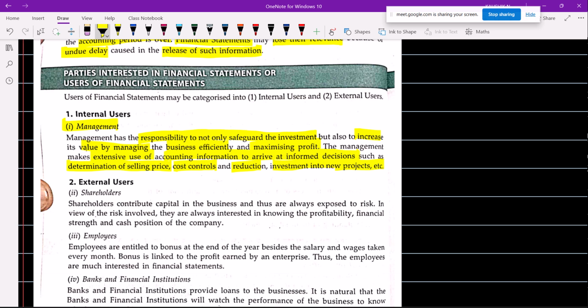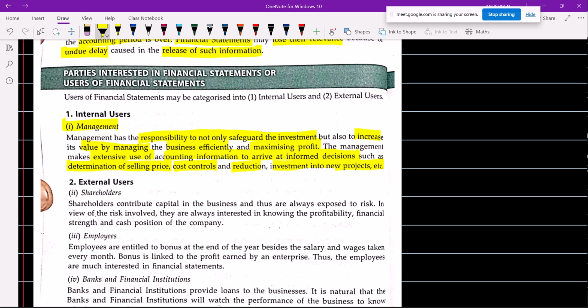And cost control: if somewhere things go out of my control, or I feel that something is going to fetch us a huge loss, then I should arrest that by controlling certain things. So cost control, and yes, reduction, and then investment in some new project, whether it is advisable to invest in a new project or not. All these things are very essential as a management.